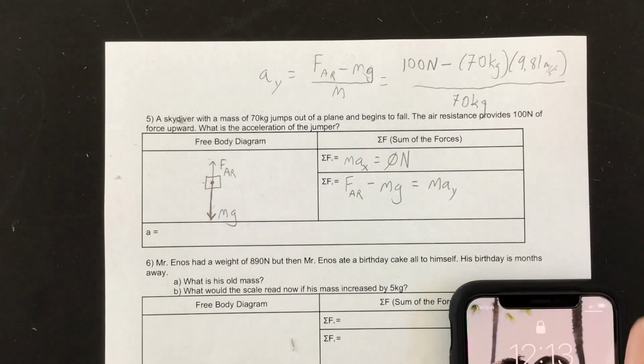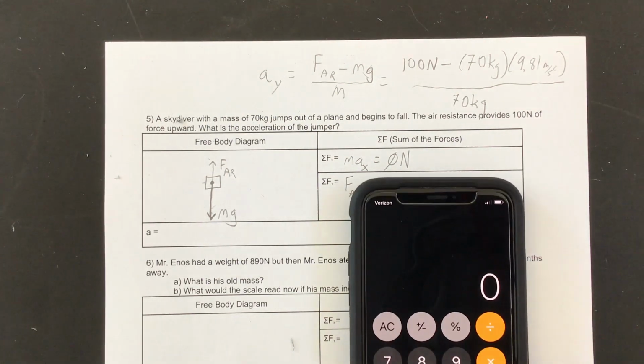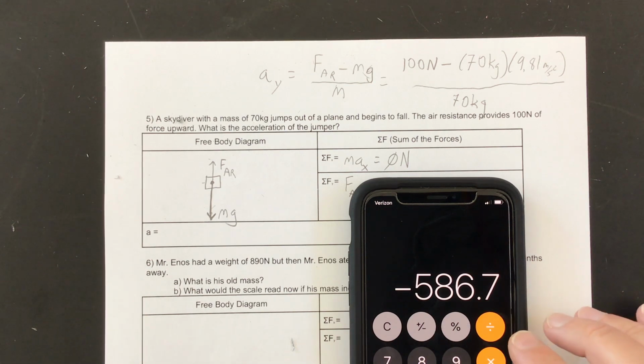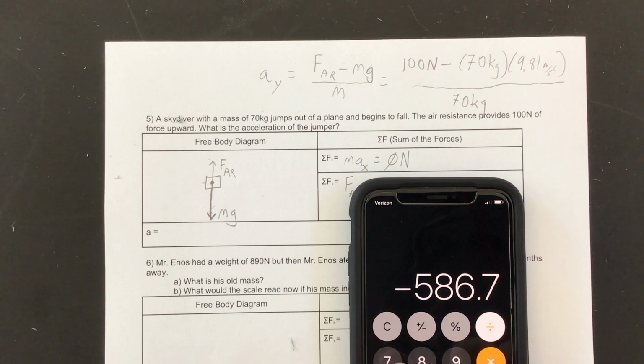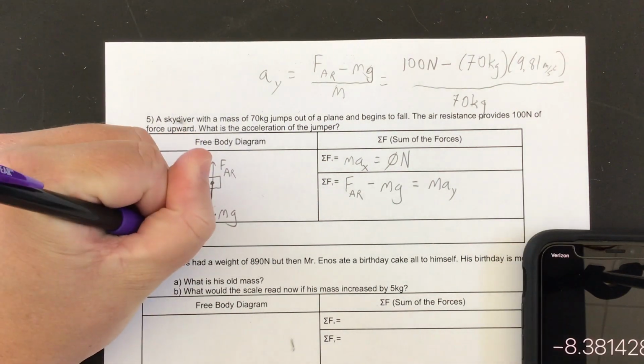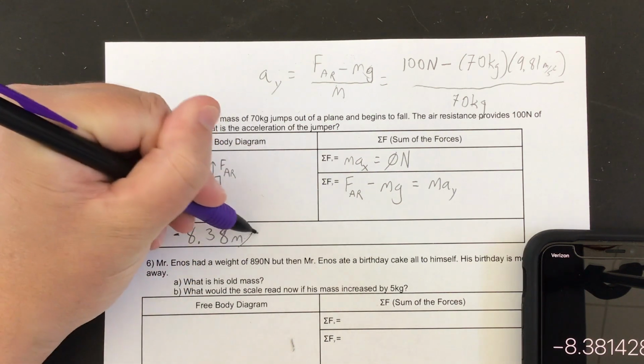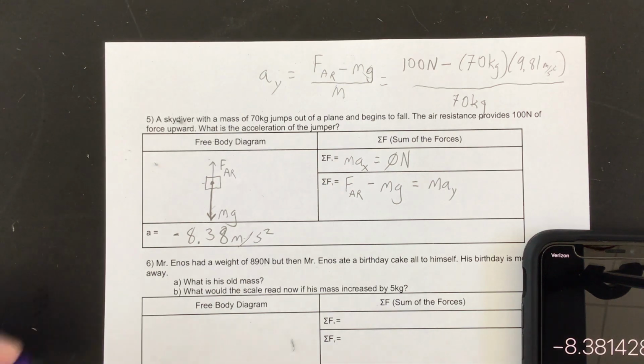So when we type this into our calculator, we're going to get 100 minus 70 times 9.81. That's a negative 586.7, which is good. It's accelerating down. Now we're going to divide by the mass, divide by 70, giving us this negative 8.38 meters per second squared, which is good. It's accelerating down. That's what we expect.